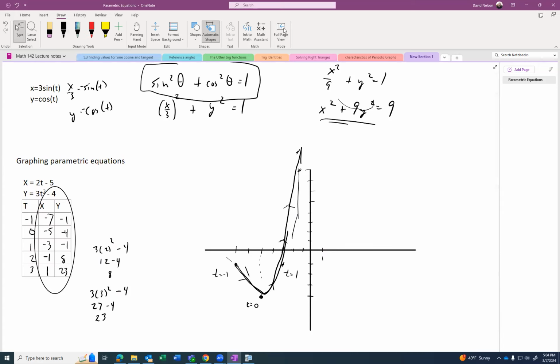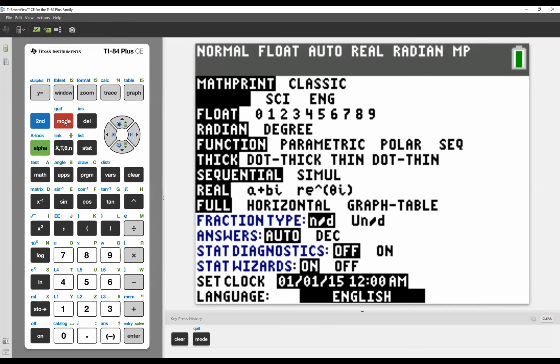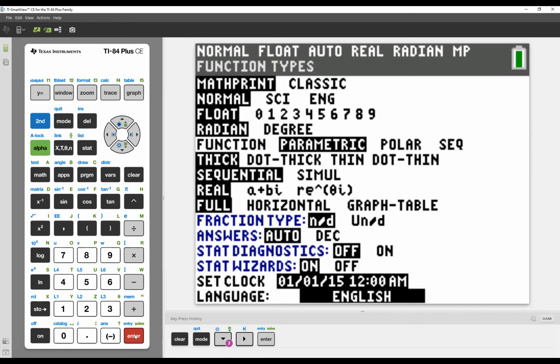If you want to do it on your calculator, if you've got a TI calculator, it will also graph things in parametric mode. It's here under the mode settings. We have our function down here. You've got function, and then you've got parametric. So let's switch to parametric mode.